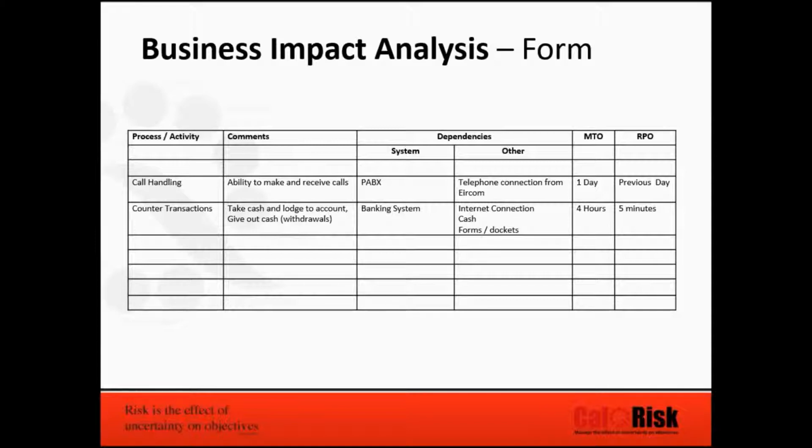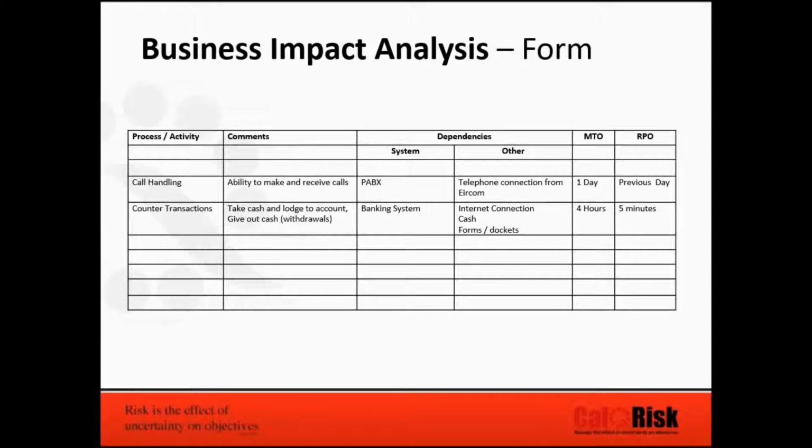This is a template which I've included in a document which we will give to you after the webinar. It's a simple form where you can document what your key activities are, be it counter transactions and description of that, the systems and the dependencies you have to be able to carry out that activity. All the dependencies, not just the system, but if you need an internet connection, if you need cash, if you need dockets and forms, write it all down, because in a disaster you want to make sure you still have them. It would be unfortunate if you did 95% of the providing what you need and couldn't deliver the service because you were missing some dockets or forms.